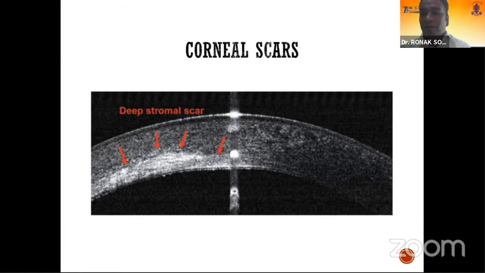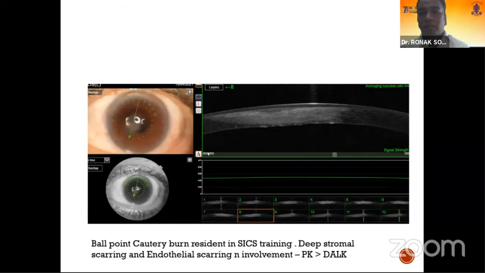and monitor and take treatment decisions wisely, whether you want to do a DALK or a superficial lamellar keratoplasty or a full thickness keratoplasty. For example, a case which was referred where there was a ballpoint cautery burn caused by a resident during SICS training. On ASOCT, we could see a deep stromal scarring and an endothelial involvement.